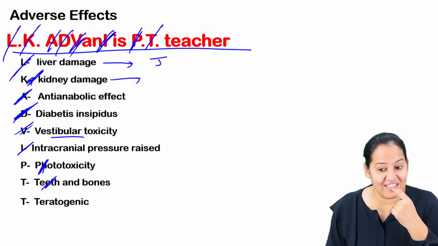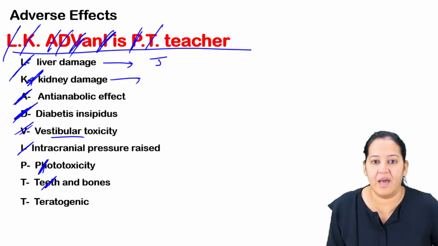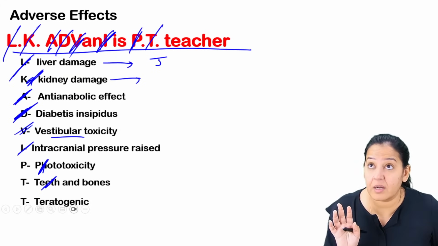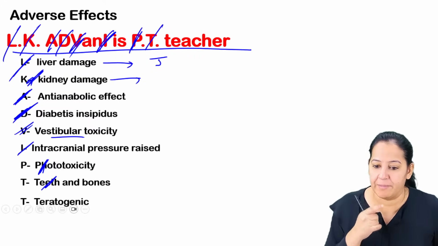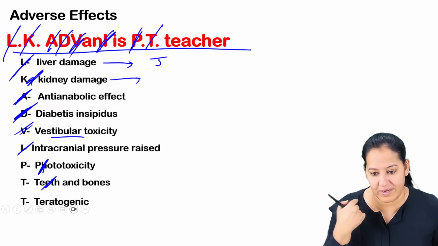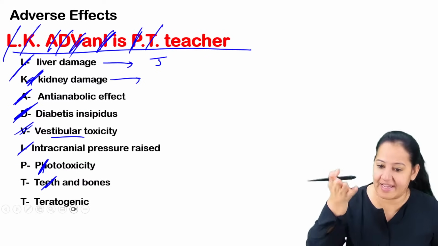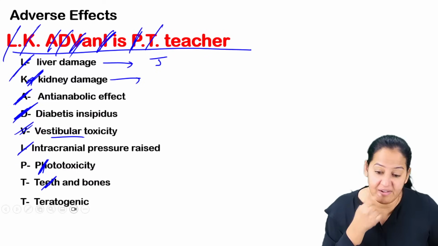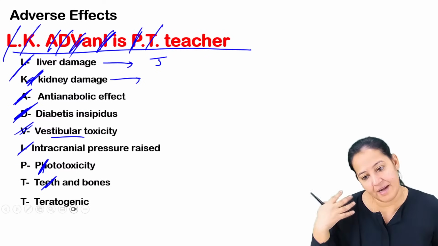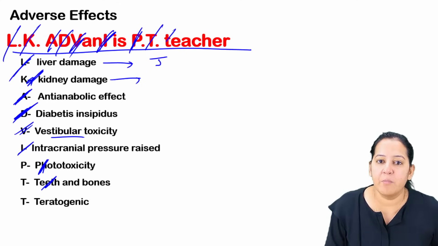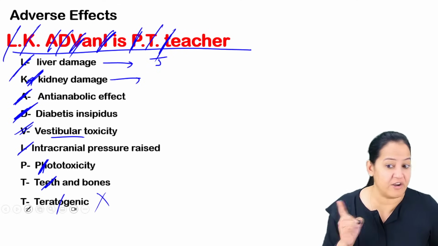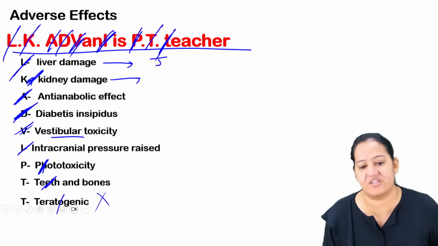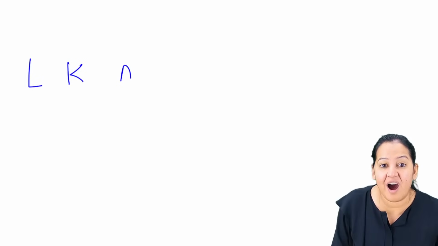T for teeth and bones. It accumulates in the teeth and the bone. It damages the teeth and the bone, because it chelates with the calcium. Calcium 2 ही जगह है हमारी बॉडी में, है ना? Calcium is present in the bone and the teeth. So tetracycline forms a chelate with the calcium. So it binds with the teeth. The teeth will get yellow, mottled, and bone पे भी वो deposit होगा. And one more T is teratogenic. Never give tetracycline to any pregnant lady. It is teratogenic.